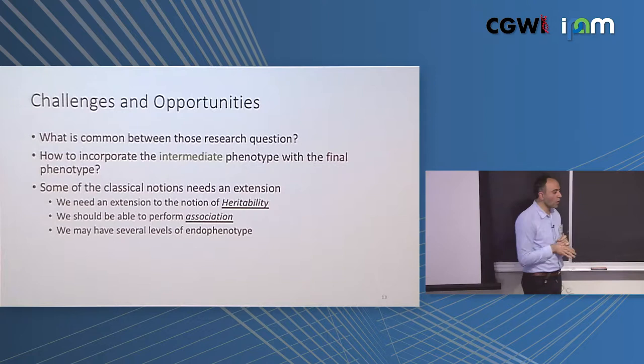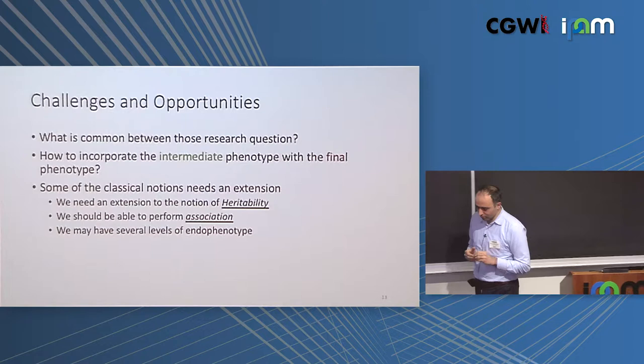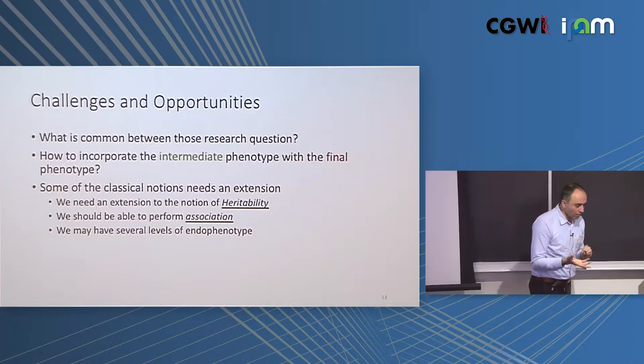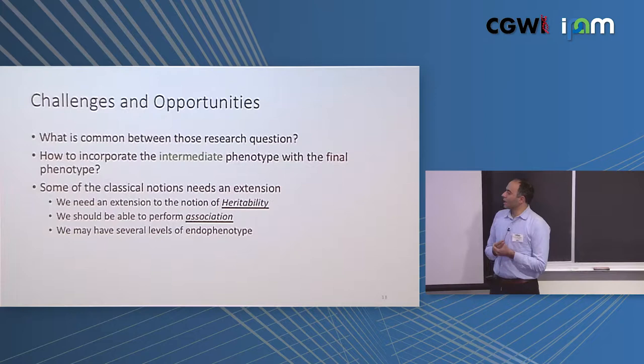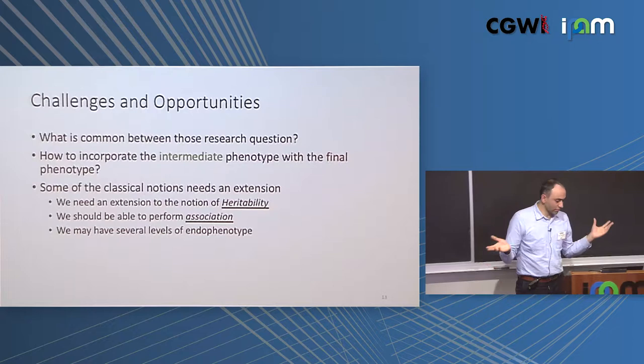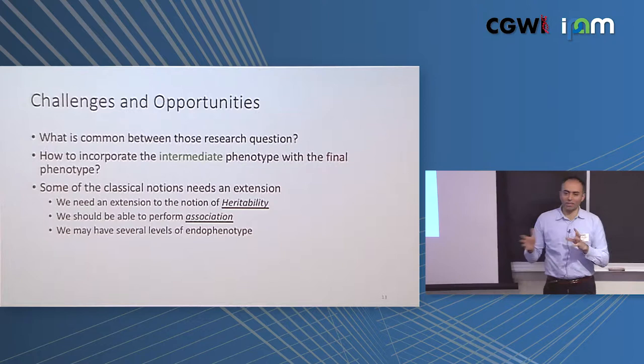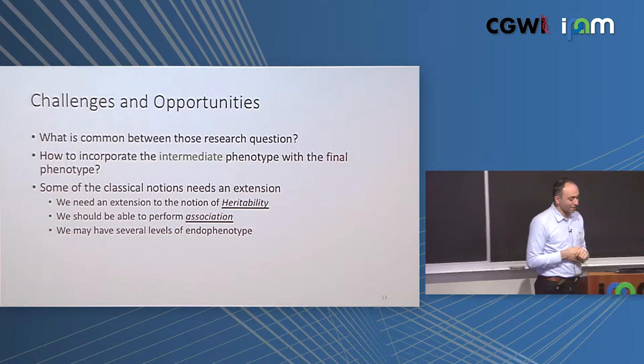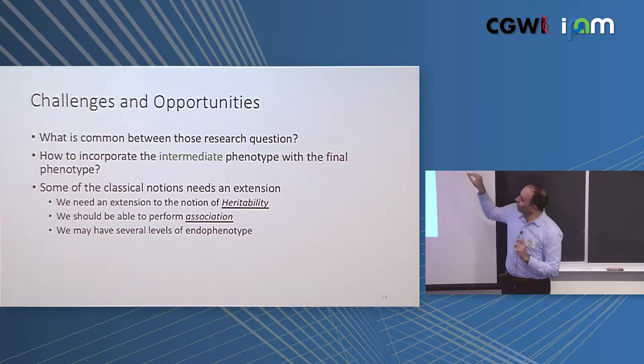So in this talk, I'm going to talk about the classical notion in genome-wide association called heritability, talk about the extension of that into multidimensional phenotypes, and talk a little bit at the end about association, although there is a whole lot of literature on that, and I cannot cover all of it. Other than that, without it, we won't get to talk about any research. And then I'll try to talk a little bit about the second issue: how we can combine this intermediate information in the context of what you actually want to study.